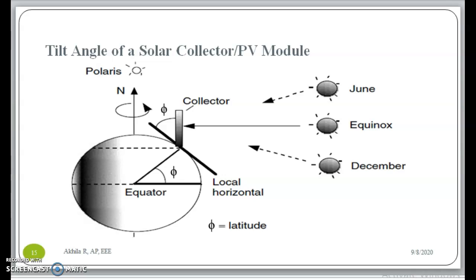As you can see, the north pole is marked. The collector is placed where you can see the equator is shown, the local horizontal, and the phi angle, which is our latitude, is shown. Three base marks have been taken: June, equinox, and December. So phi, the latitude, has been shown. This phi will be equal to this phi, both represent the latitude, because of the basic mathematics.